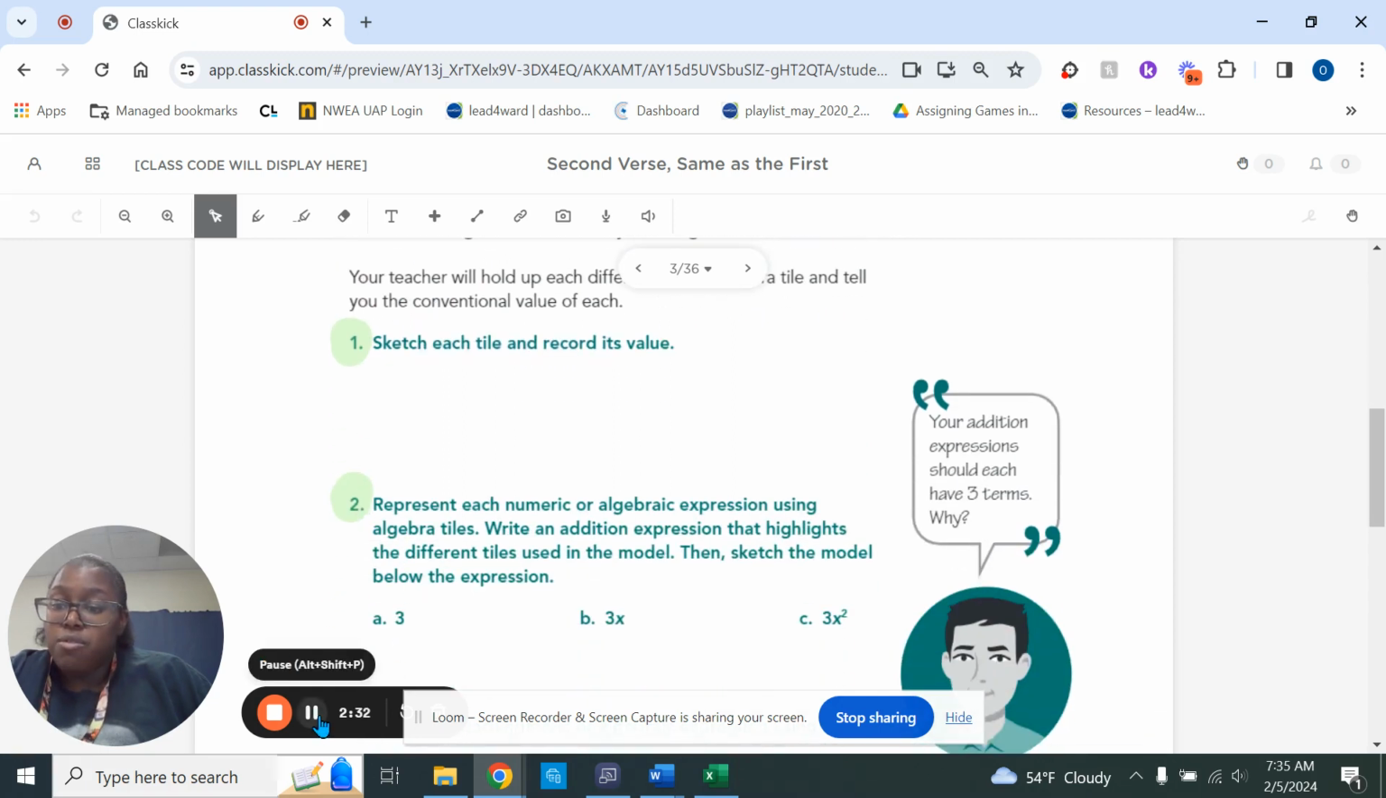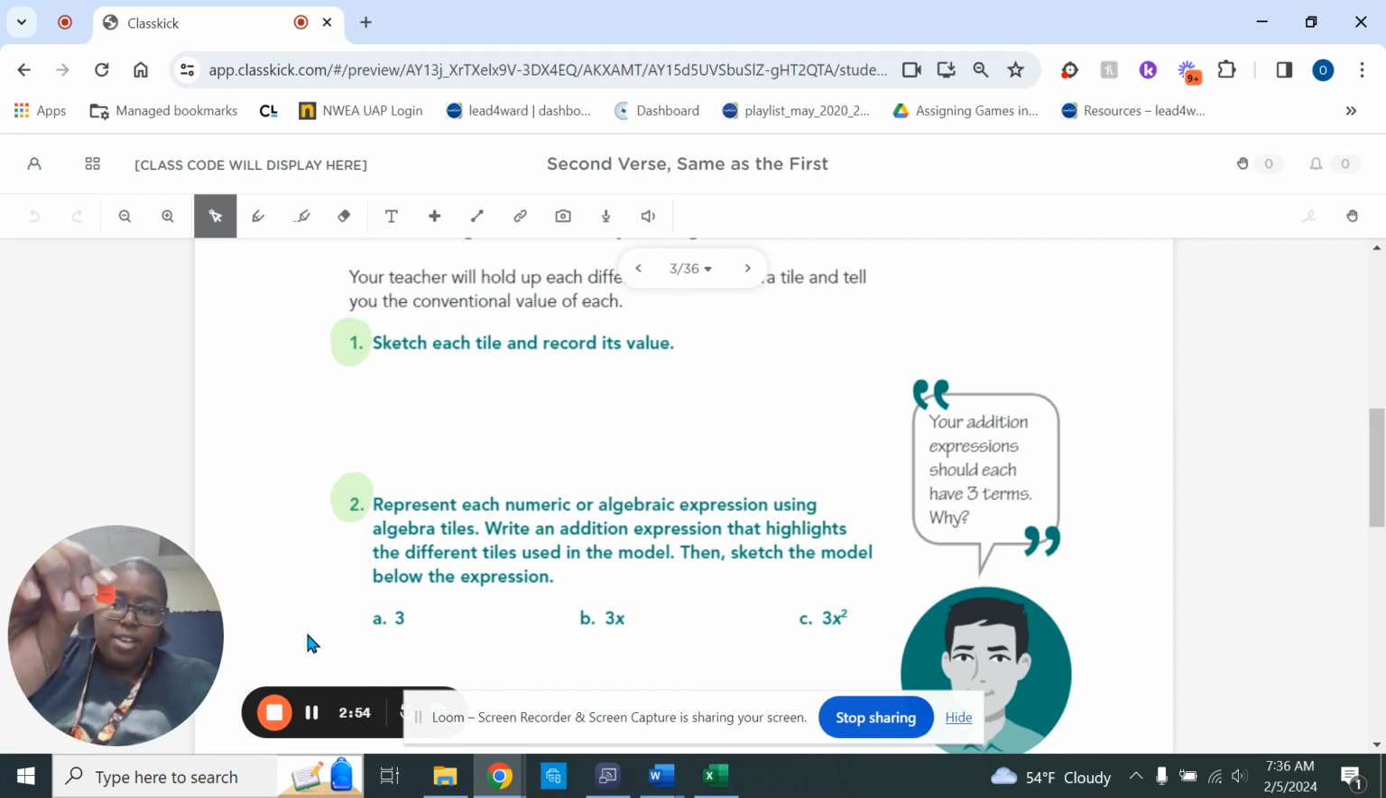So right now I'm just going to find those tiles because I did get some so you can see what they look like. At one point in this packet, you will be drawing them. So give me one moment. All right, I paused the video for a moment, but now I'm back. So I have the algebra tiles. Now the color doesn't really matter, but what they represent matters.